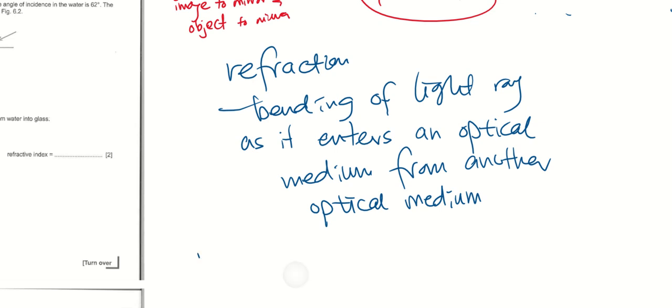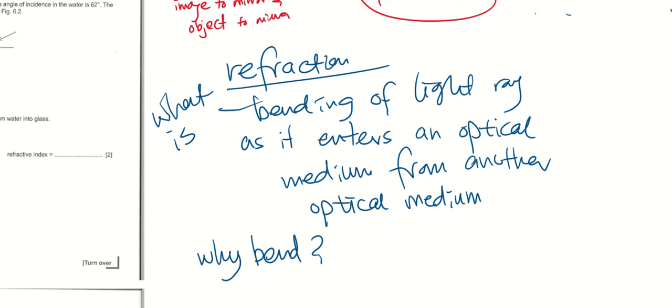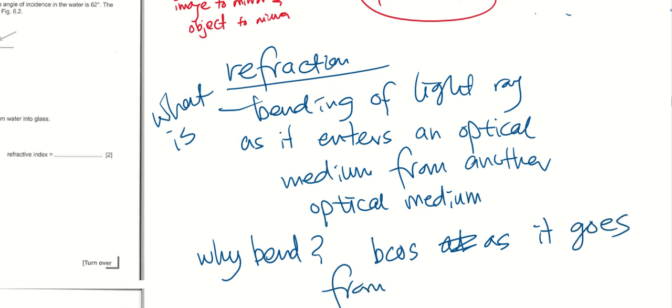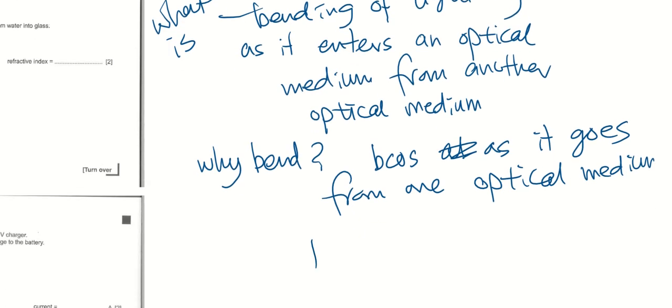Why does it bend? So this is what is refraction. Okay, it's the bending of light ray. Why does it bend? Because as it goes from one optical medium to another, the speed of light changes.